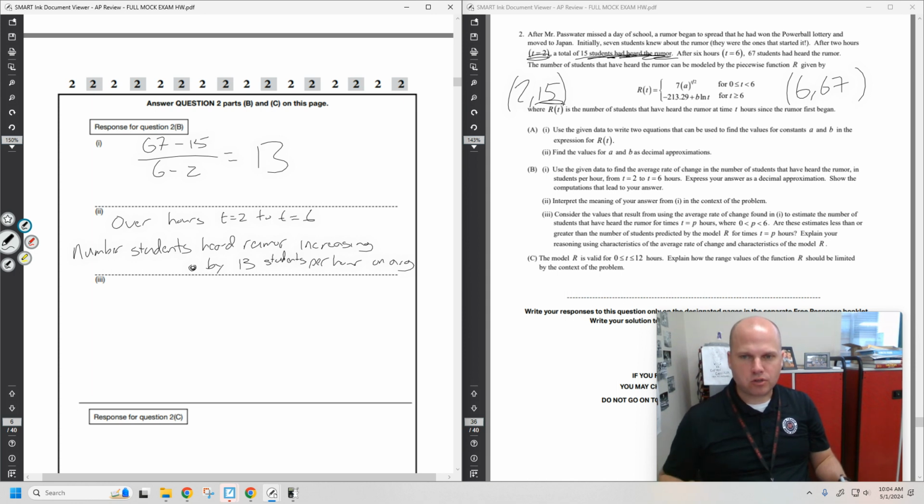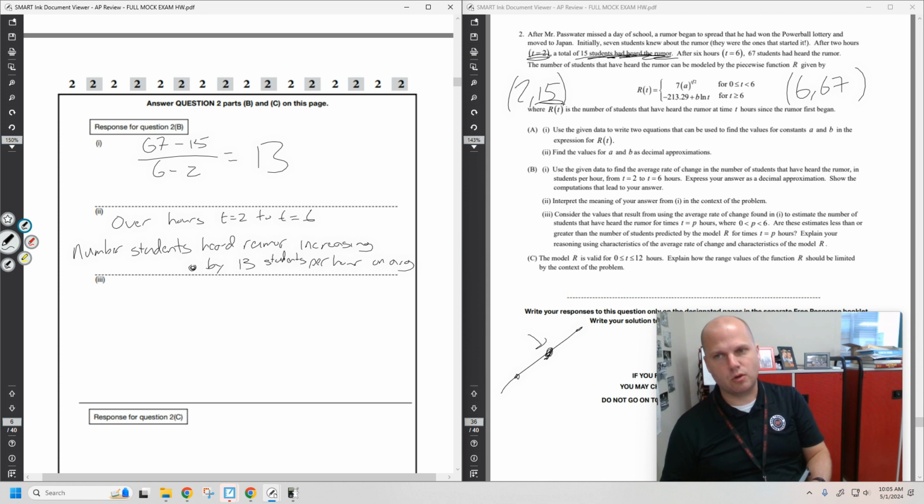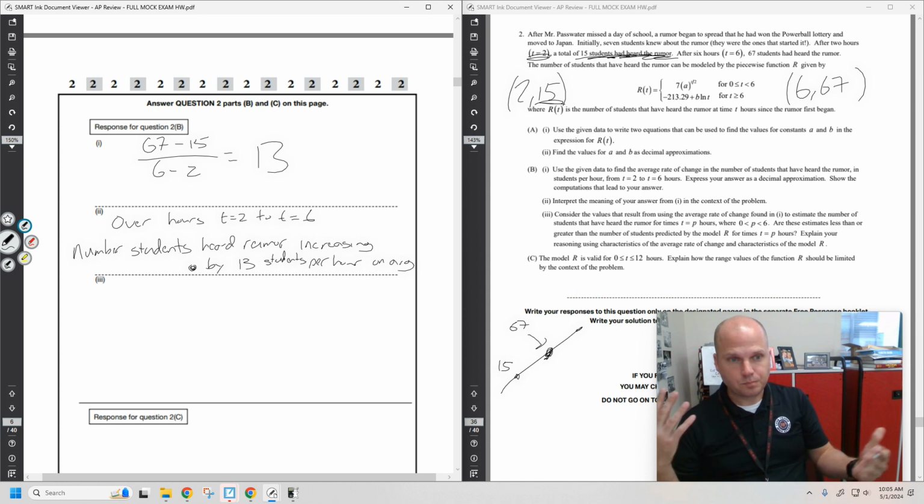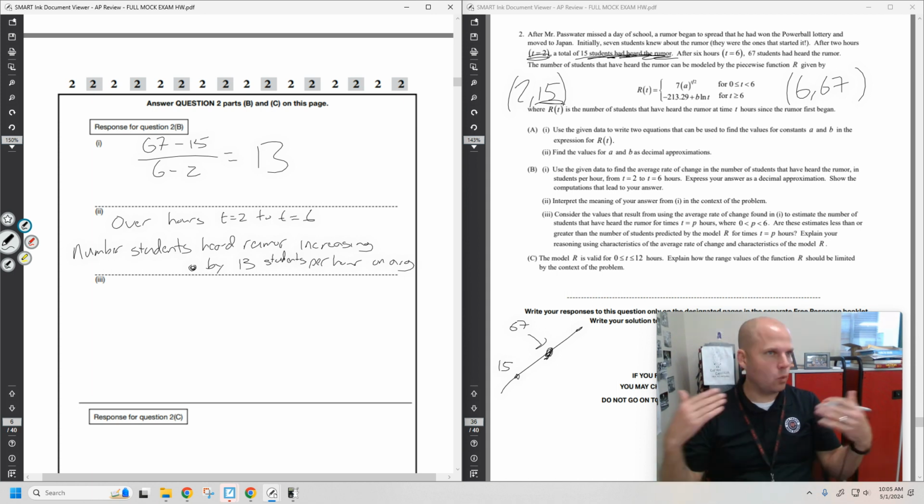Consider the values that result from using the average rate of change. Okay, this is when we're thinking about an average rate of change as linear. It's a slope of a line. If I continue to use the average rate of change, I'm going to go off of the points that I have on the line. Too many students are just using the average rate of change from 0. But make sure you know, we have a point on the line, we have a point on the line. On average, we're going up 13 y's per x, students per hour.